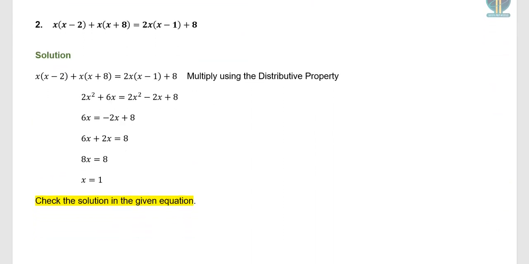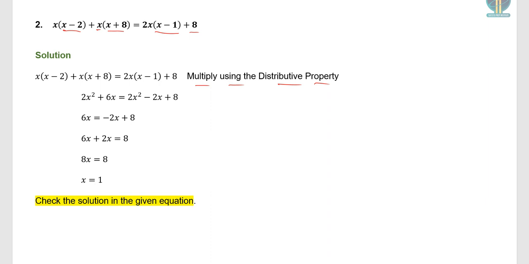We have x times parentheses x minus 2 plus x times parentheses x plus 8 equals 2x times x minus 1 plus 8. So the first step is to just multiply using the distributive property. Okay, combine the parentheses and the single term, and then collect like terms together. So let's look at what we have.